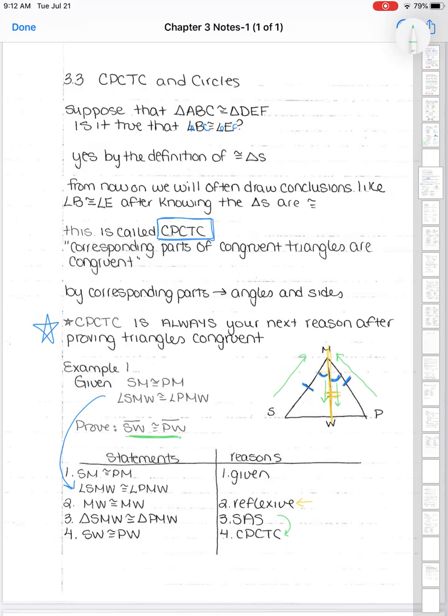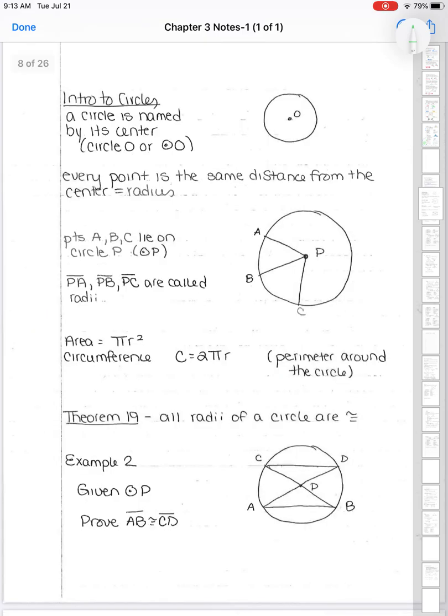In the previous lesson, we would have stopped there, but we're not, because we're trying to prove that SW is congruent to PW. Those are parts of the triangles we just proved congruent. So right after SAS, you write CPCTC, always, no matter what. Nothing should come in between that. And then what are we using by CPCTC? We're saying that SW is congruent to PW because those are corresponding parts of the triangles that we just said were congruent to each other.